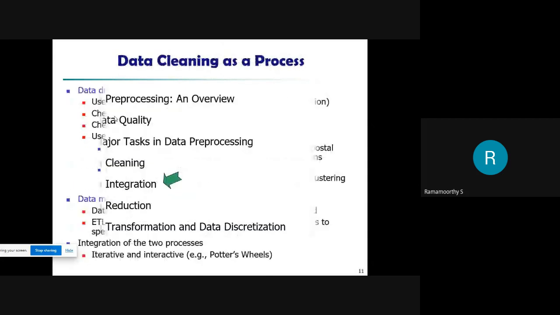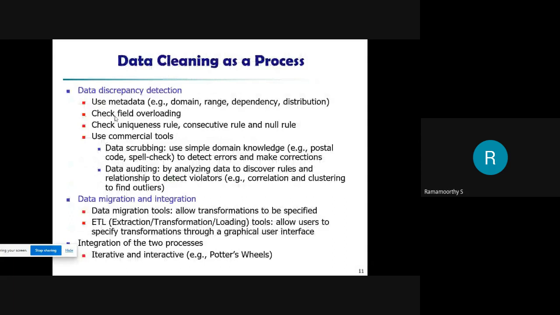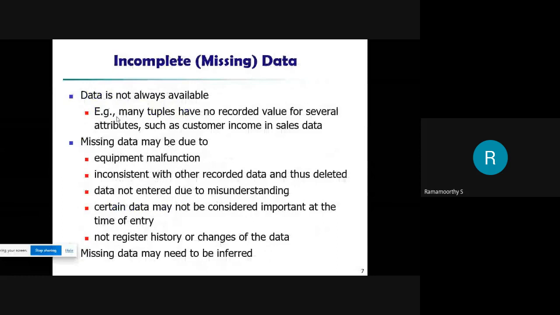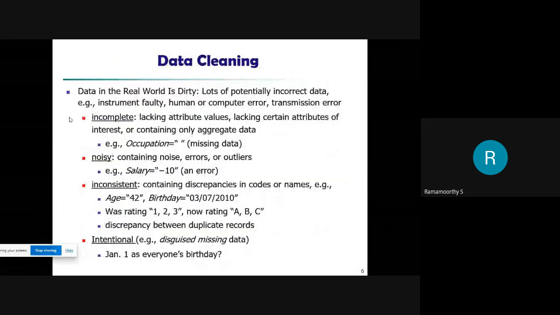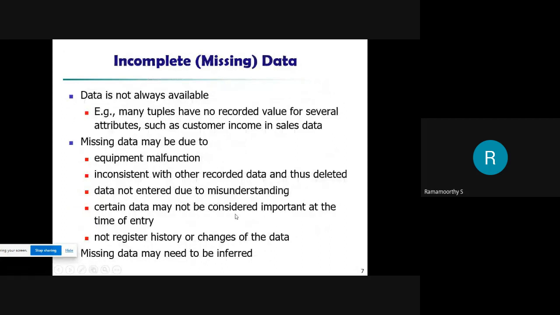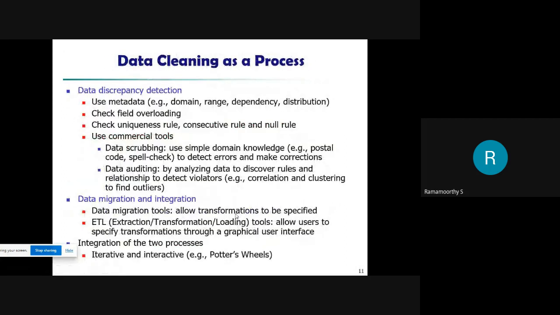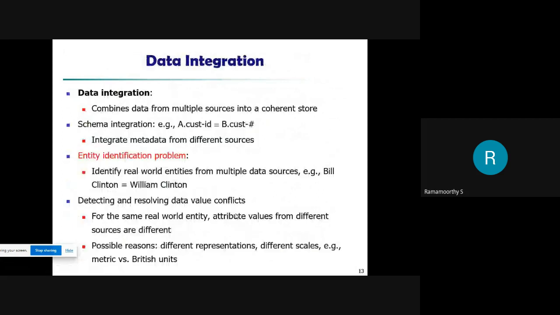So the next one. So far we have discussed the data cleaning part: how to handle incomplete, noisy, and inconsistent data, and what the different techniques involved in the process of data cleaning are. Now we are moving into data integration. So far, any doubt, students? Data cleaning. Am I audible? No problem, sir.